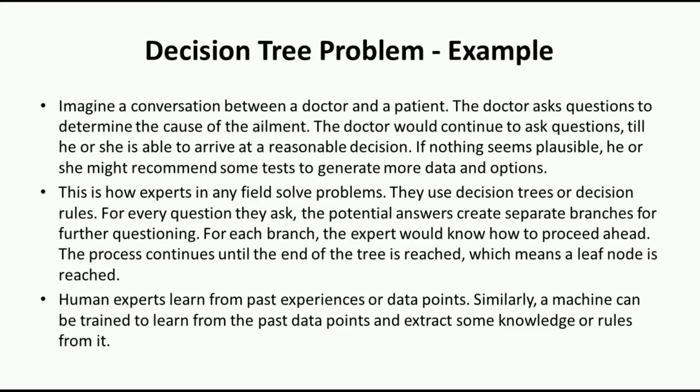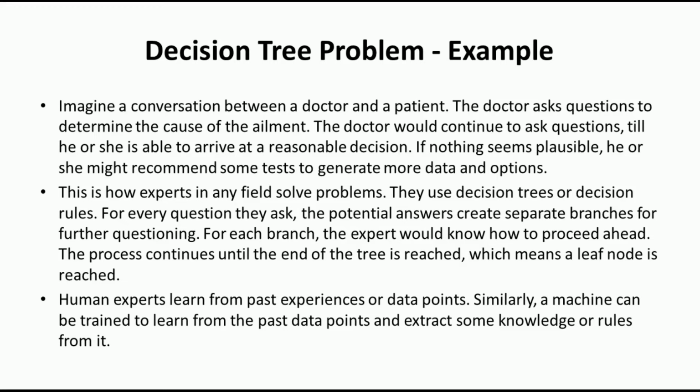So in the decision tree, we go on asking questions and traversing that structure until we get a decision. This is how any field expert solves problems. They use a decision tree or decision rules. For every question they ask, the potential answers create separate branches for further questioning. For each branch, the expert would know how to proceed ahead. The process continues until the end of the tree is reached, which means the leaf is reached.